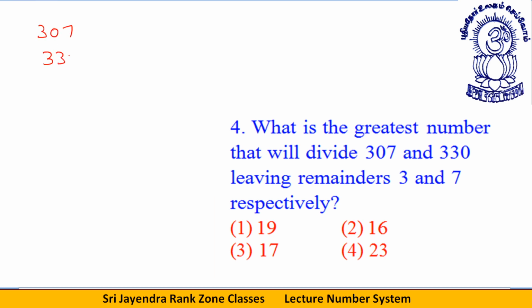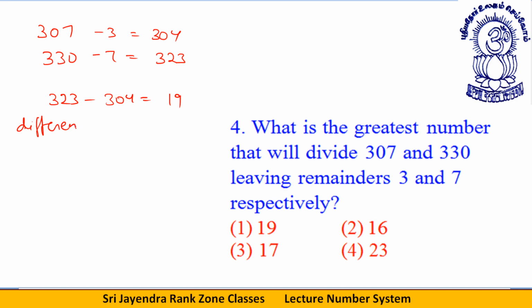307, 330. Here the remainder is 3. Here the remainder is 20. Here the remaining part is 323. Now again the same thing. 323 minus 304 will give you 19. So the difference is equal to 19.